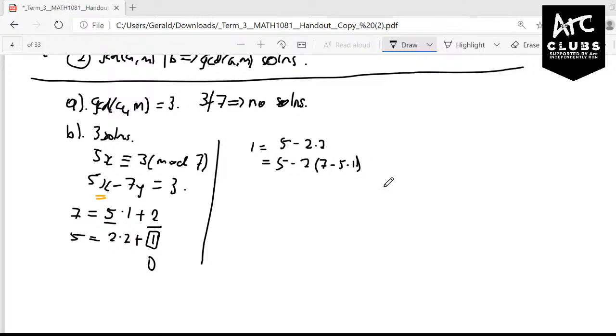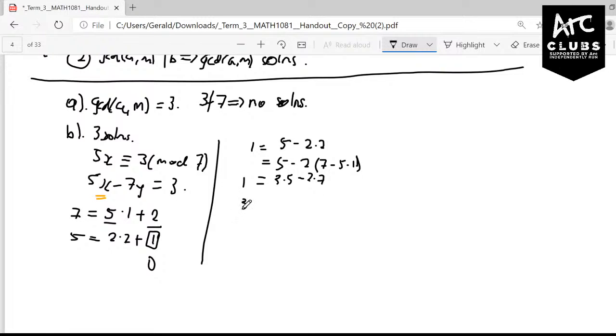Right? And so from here, we can just simplify it. We get 3 times 5 minus 2 times 7. And you'll be able to check that this is actually true. So 1 is equal to 3 times 5 minus 2 times 7. So this is almost in the form that we want. The form that we wanted had the single term being equal to 3. So we can just multiply both sides by 3, and we get our solution for x.